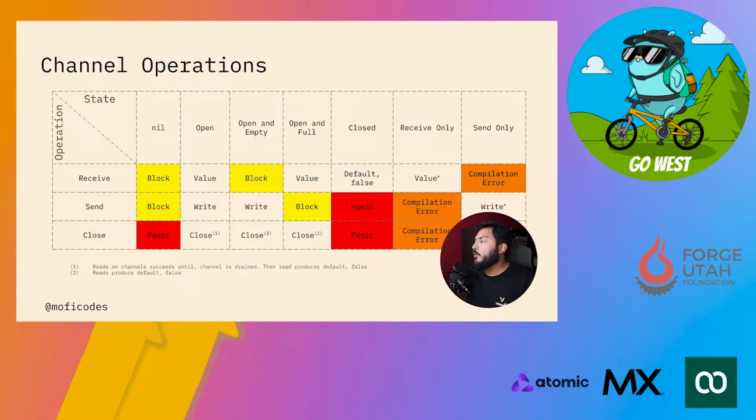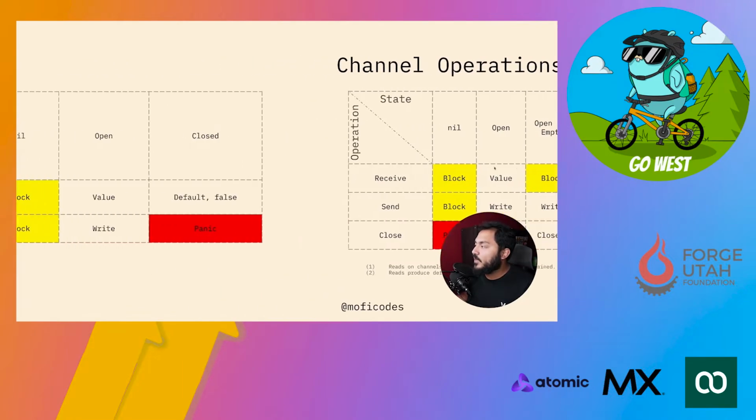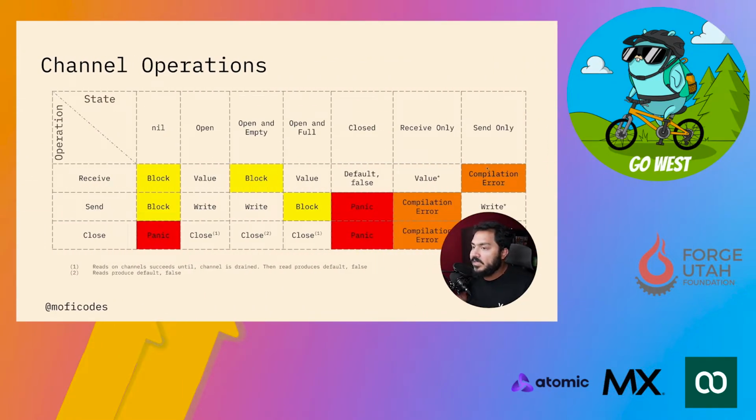So let's say you have a function that is expecting a receive-only channel, and inside the function you're trying to send something. That will be a compilation error. Your Go IDE, like VS Code or GoLand, will give you some red squigglies to tell you that this is not a permitted operation. And the same is true for trying to receive data from a send-only channel. It will be a compilation error.